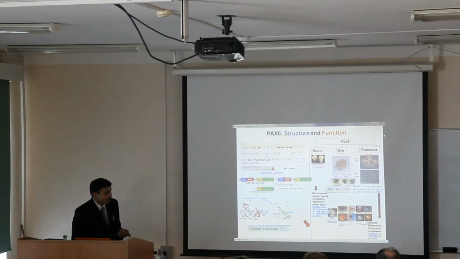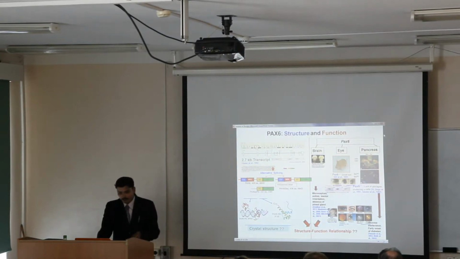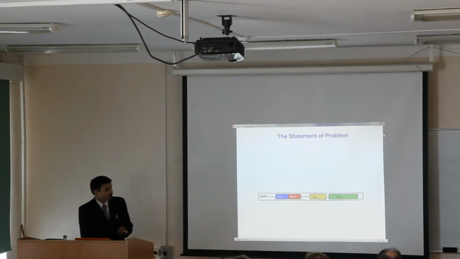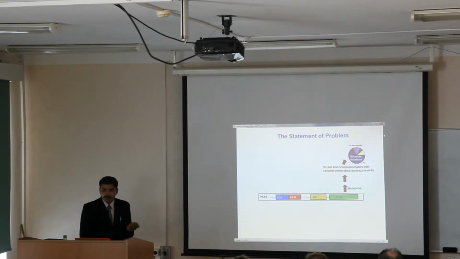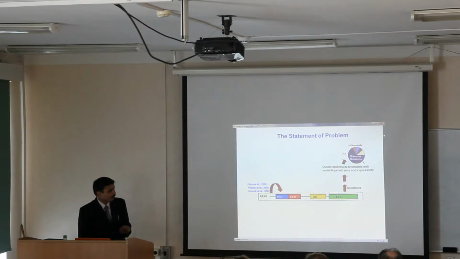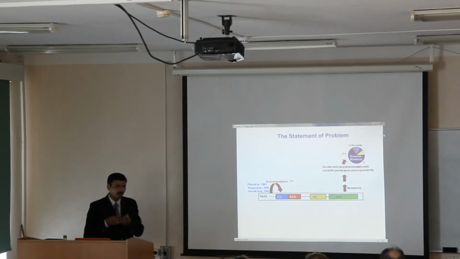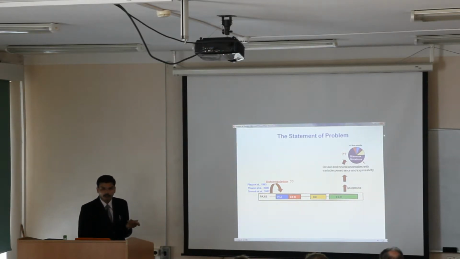Correlating the structure with the function, the structure-function relationship is not so clear. This is what I tried. The statement of the problem can be put like this: mutations in this gene lead to ocular and neural anomalies with variable penetrance and expressivity. But for the non-aniridia phenotypes, why and how the missense mutations are causing them is not clear. Another question is whether a molecule regulates its own function. We call it autoregulation.